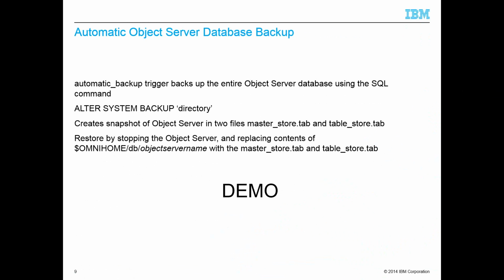It's the exact object server in two files, the masterstore.tab and the tablestore.tab. And if you ever need to restore from those files, you would have to stop the object server and you would replace all of the contents of the $OMNIHOME/db/objectservername directory. It's always good to take a backup of that directory before you replace it. And you replace the contents with the masterstore.tab and tablestore.tab files that were the backup files.